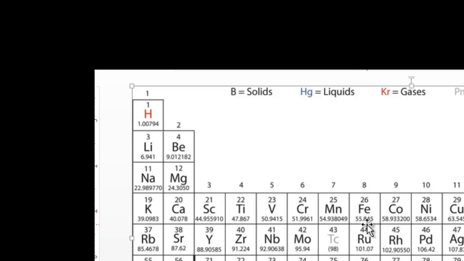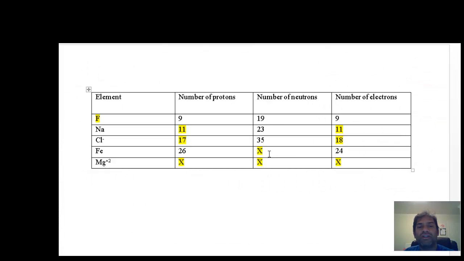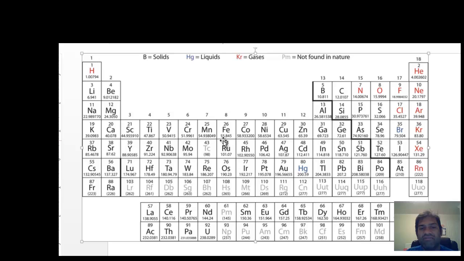So I'll just round that up to about 56. So the mass number is 56 for iron, and the number of neutrons then is going to be 56 minus 26, and that's going to be 30. Well, 26 plus 30 is 56, and that 56 represents the 56 here that I rounded up for the mass number. So 55.845, the decimal.